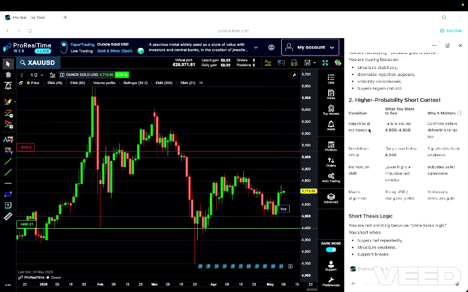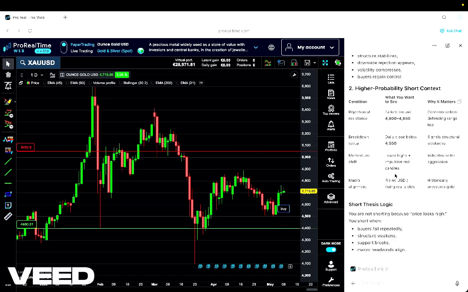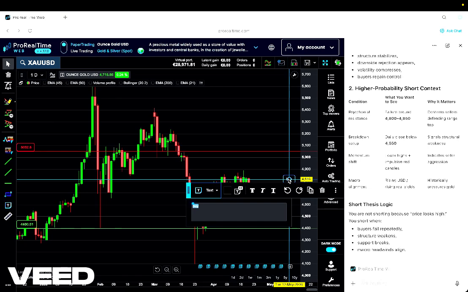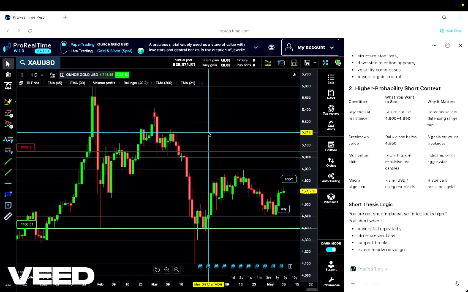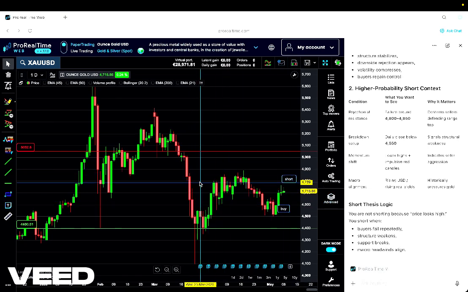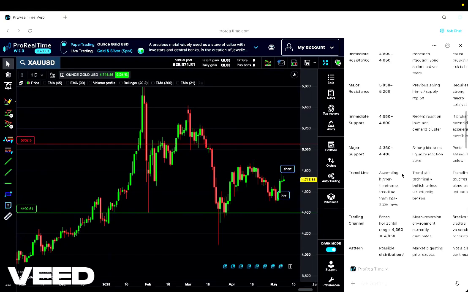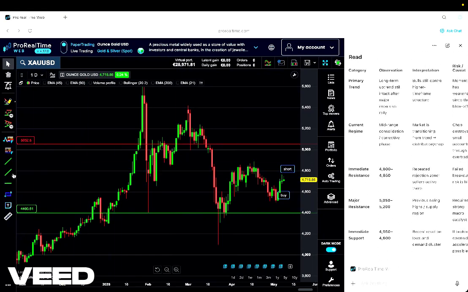And then for short: rejection at resistance, failure around this level confirms sellers defending, breakdown setup, daily close below 4,500, momentum, macro alignment, lower highs, impulsive red candle. So if price is moving towards 4,800, 4,850, this is a great short area. So this is how I can make a buying and a selling decision without being too intuitive. Let me also add a major immediate resistance at 4,800. Yep, that makes sense, right?